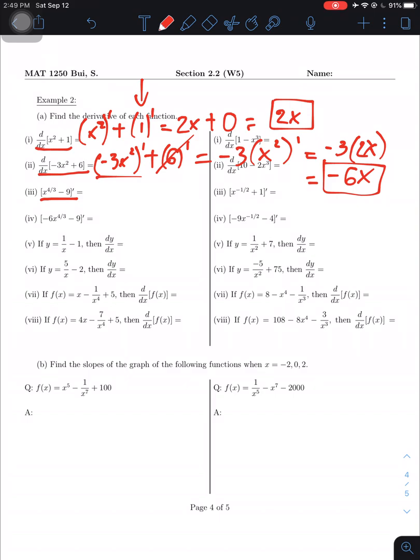Okay? So next one, I'm having the derivative of x to the 4/3 minus 9. So this one, right off the bat, I'm going to use the difference rule. So I'm going to do the derivative of x to the 4/3 separately from the 9 here. And obviously, as you can see, the 9 here is just a constant. So again, this one will go to 0, so we don't even have to worry about it.